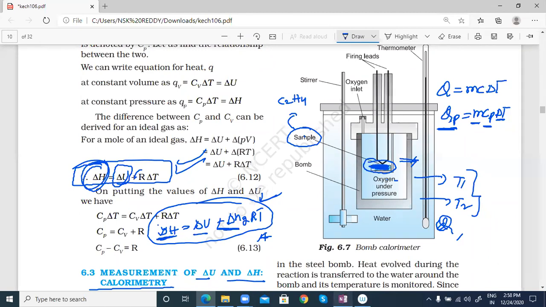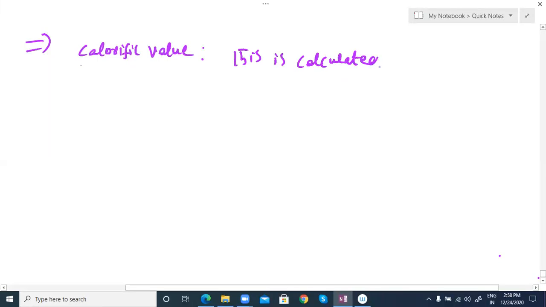For example, here I am giving, sir, take calorific value. Please write it down. Write calorific value, sir. You can check the spelling. Calorific value is calculated per gram.